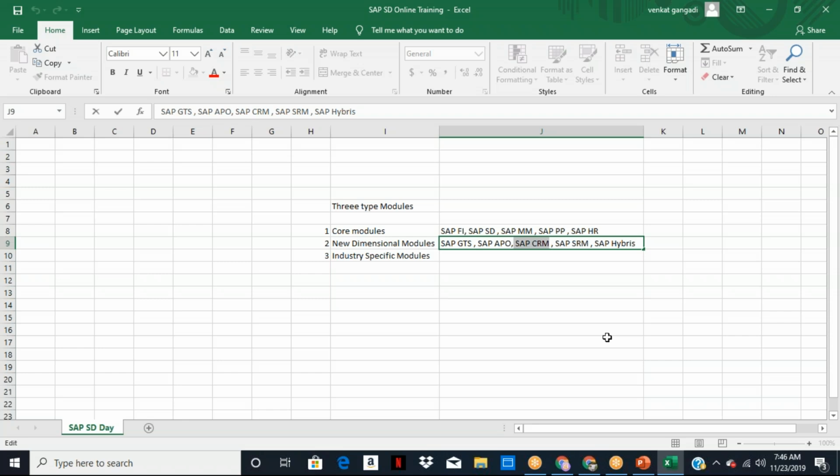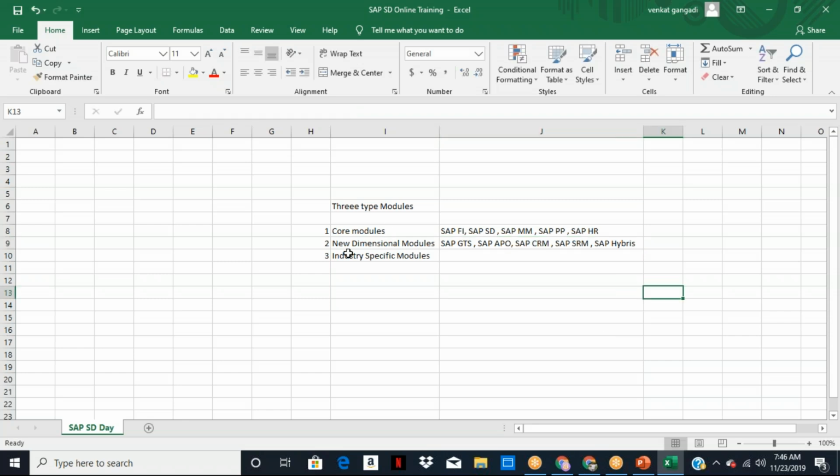Okay, so this is about the second one, and the next one is industry specific modules. After taking care of all the new dimensional modules, SAP came across a new idea of introducing SAP modules based on the industry. They moved one step forward, thought about every industry, and started developing industry specific modules.